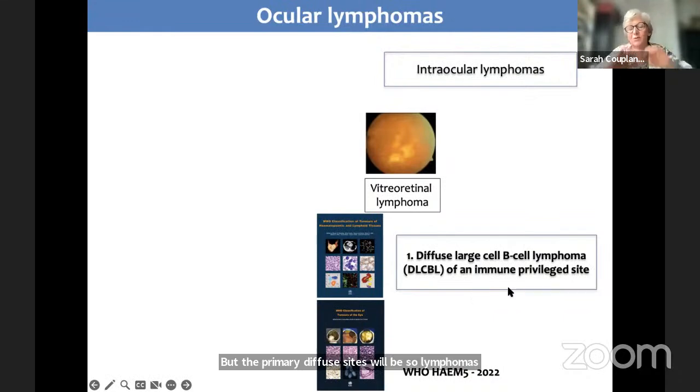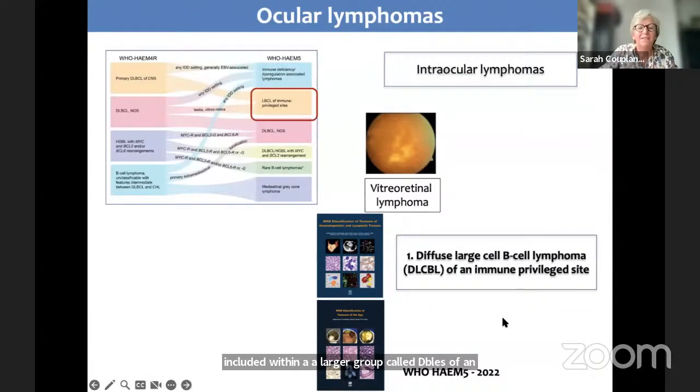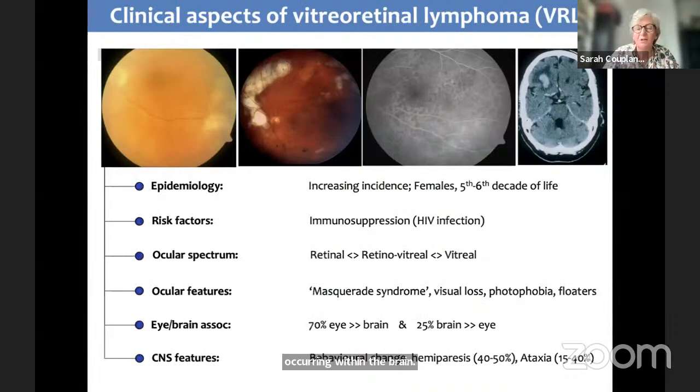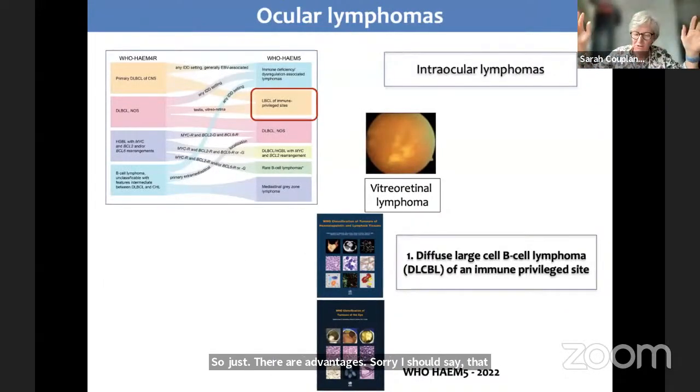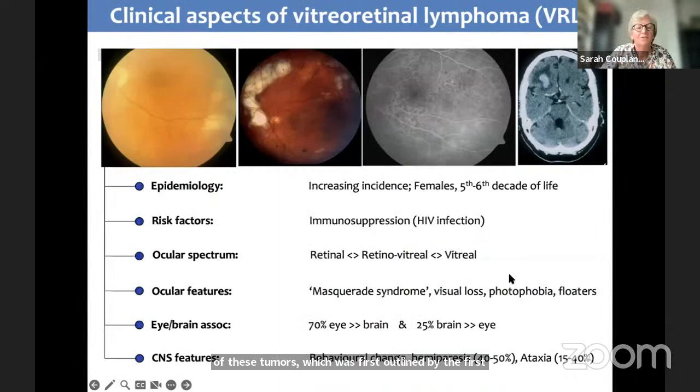within the eye have been sort of not subsumed, but included within a larger group called DLBLs of an immune privileged site. And belonging to this large group are those occurring within the testis and also obviously within the brain. So there are advantages of having such an umbrella term, in that by comparing what occurs in the vitreous versus the brain versus the testis, we can better understand the biology and the pathogenesis of these tumors, which was first outlined by the first speaker, Anita, in this symposium. So I'm not going to go through this.